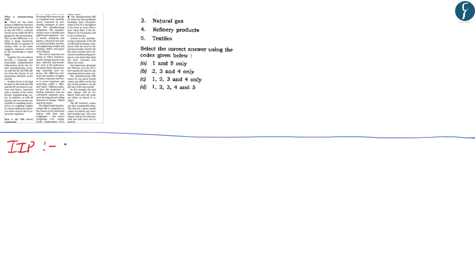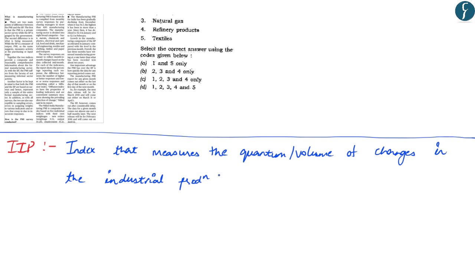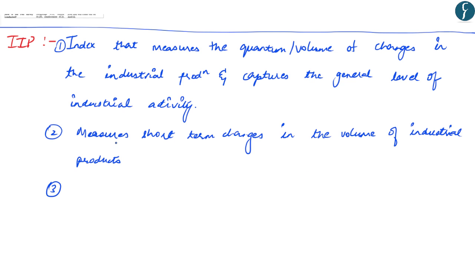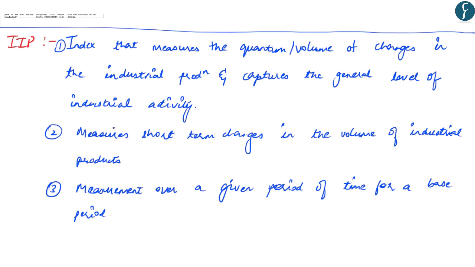IIP is an index that measures the quantum of changes in industrial production, and it captures the general level of industrial activity in the country. So basically, IIP is a composite index which measures short-term changes in the volume of production of industrial products. And this index measures this volume of industrial production for a given period of time with reference to a base period. So these are some of the key points about IIP.